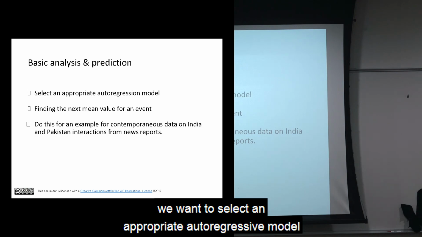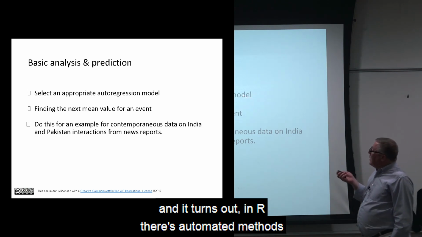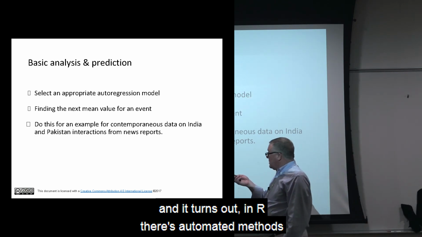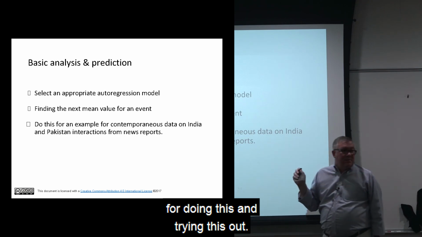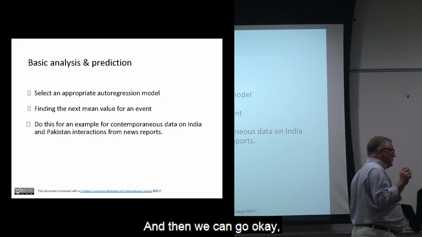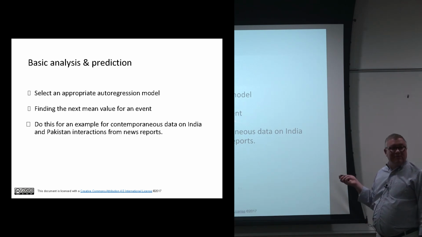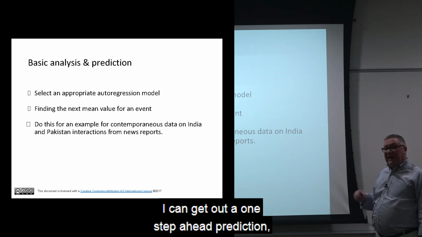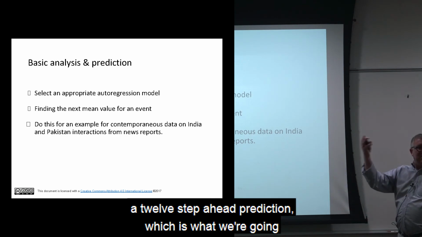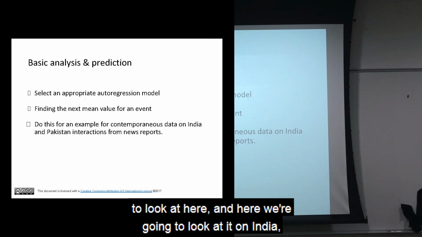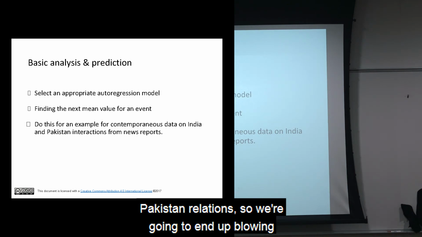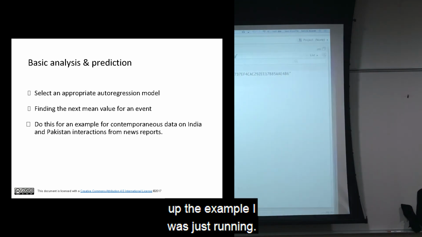So our basic idea here is, okay, we want to select an appropriate autoregressive model, and it turns out in R, there's automated methods for doing this and trying this out. And then we can go, okay, what's my next predicted mean number of events? And I can get out a one-step ahead prediction, a 12-step ahead prediction, which is what we're going to look at here. And here we're going to look at it on India-Pakistan relations. So we're going to end up blowing up the example I was just running.